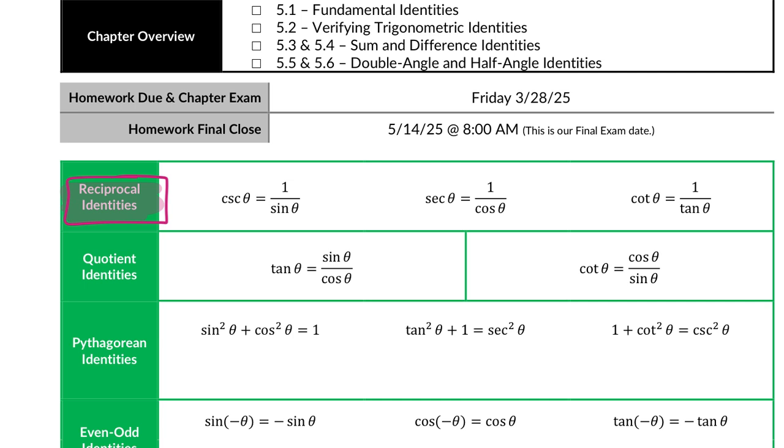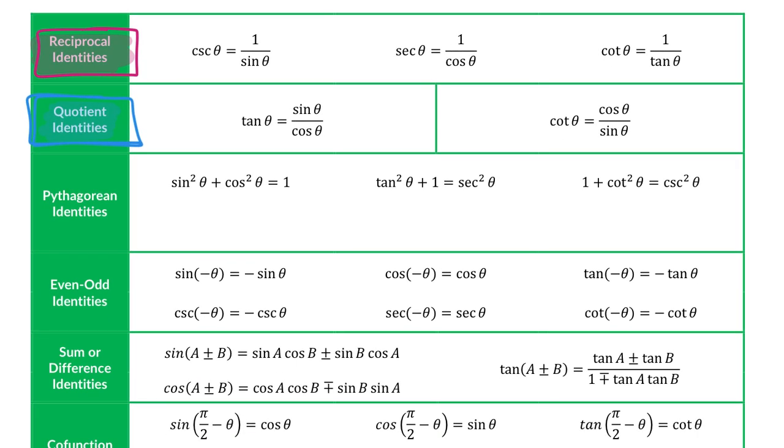The second set of identities that we're also pretty familiar with are called the quotient identities. I'm going to highlight this one in blue if you care. The quotient identities, again, are the definitions of tangent and cotangent, being sine over cosine or cosine over sine. The third set of identities we're going to use today, I'm going to explain a little bit more. They're called the Pythagorean identities. They follow the pattern of a squared plus b squared equal to c squared, which is Pythagorean theorem. That's why they're called the Pythagorean identities.